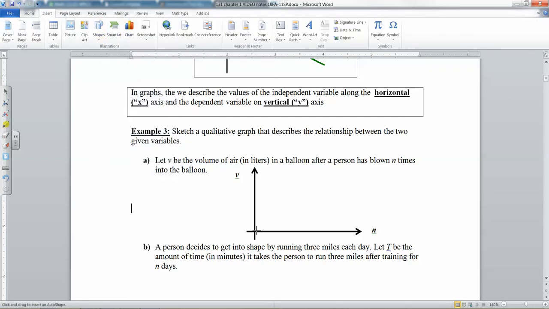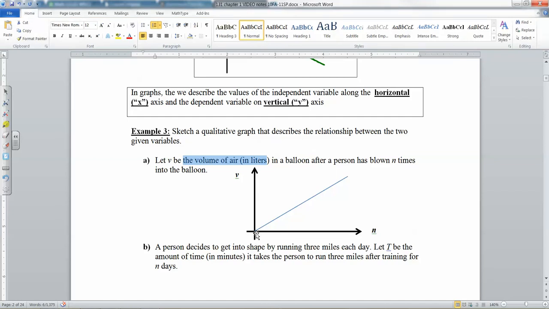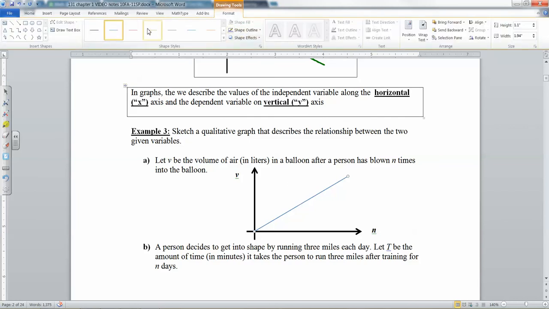But it's going to start at 0, 0, though, because when you haven't blown into the balloon at all, the air inside doesn't really have much volume, right? Technically, there's a tiny bit of air. It's not like it forms a vacuum when you don't blow into it, but suffice to say that it's not a lot. So I'm going to make it start off really close to the origin.